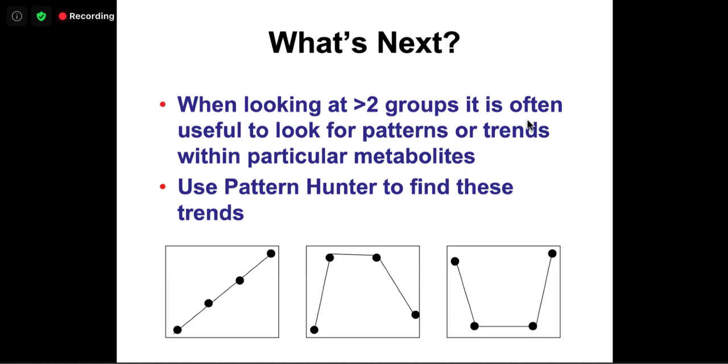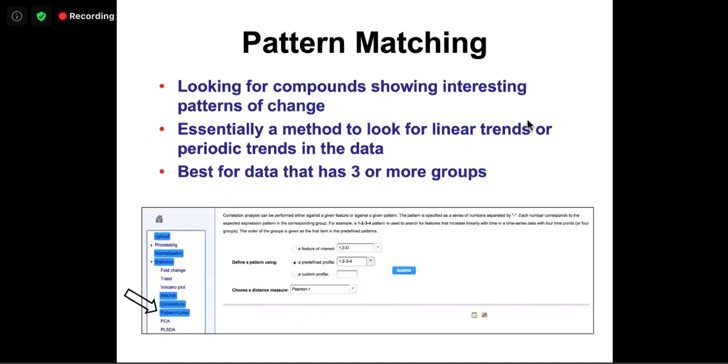This approach is called Pattern Hunter. Because this is almost like a time series, with time points 0, 15, 30, or 45, we want to see whether certain compounds have some patterns. For example, a linear increase as the diet grain concentration increases. Or an increase at the beginning, then a decrease. Or a decrease, then an increase at the end. Some people do have stories behind this, so they're usually looking for particular patterns.